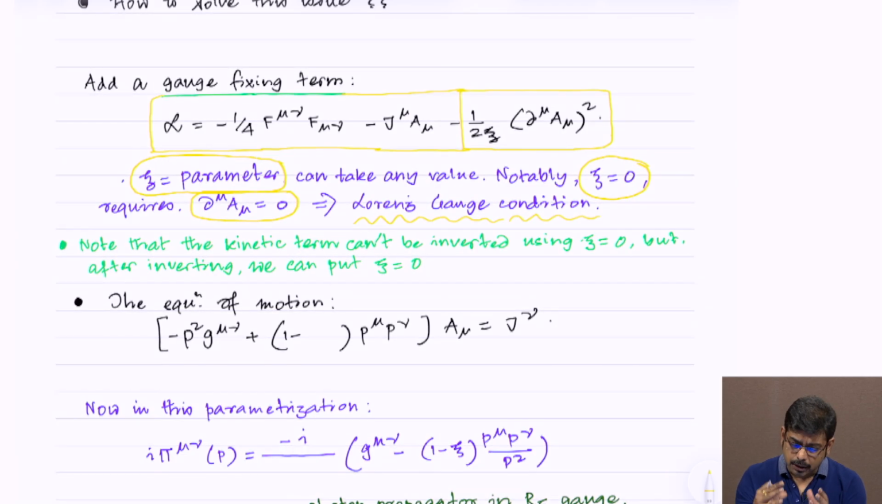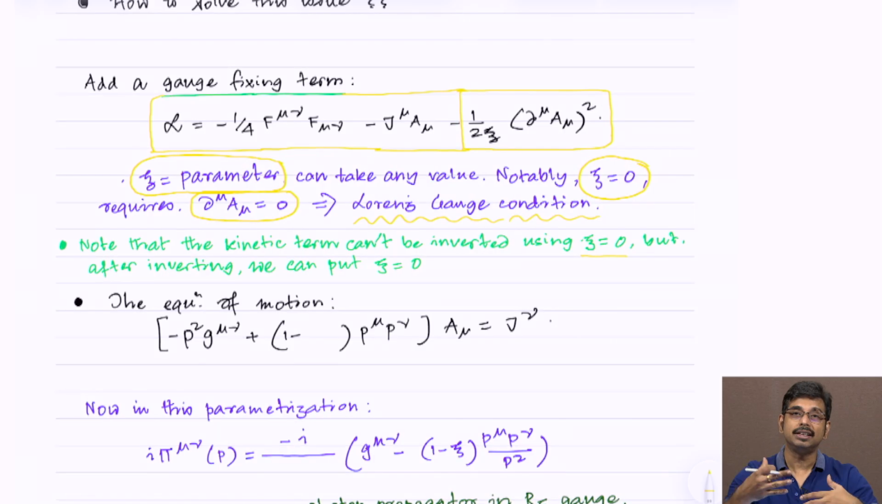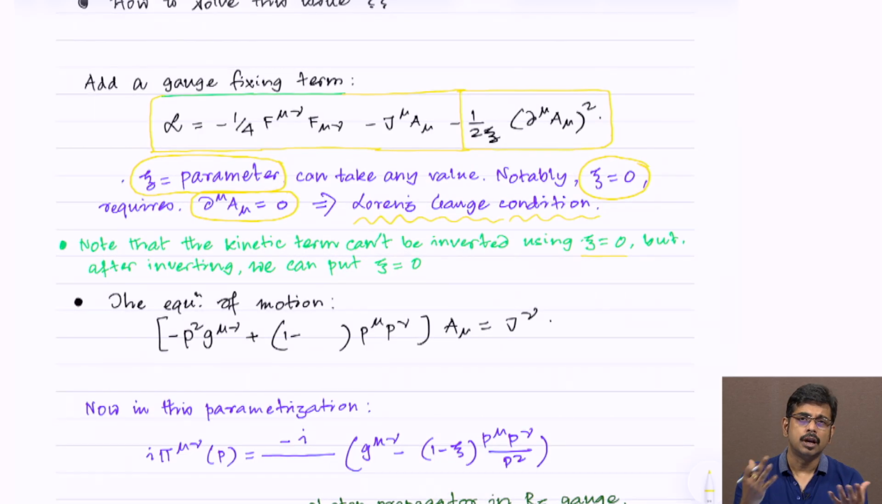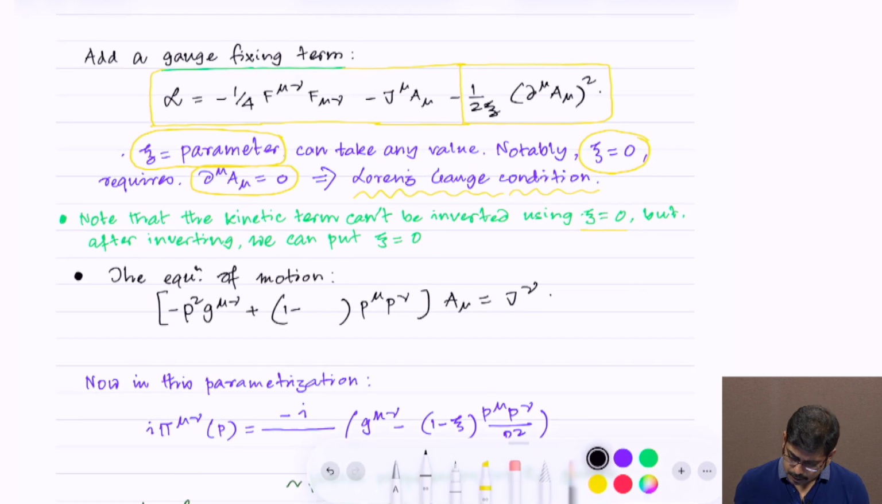So basically what we did is that we added a gauge fixing term here in the Lagrangian, and then we can try inverting them. The point is that the kinetic term cannot be inverted using zeta equal to 0, but what we can do is invert this and then take zeta equal to 0, and that is completely allowed. Then we basically find the rules of the propagator in the specific gauge condition, which is the Lorentz gauge condition.